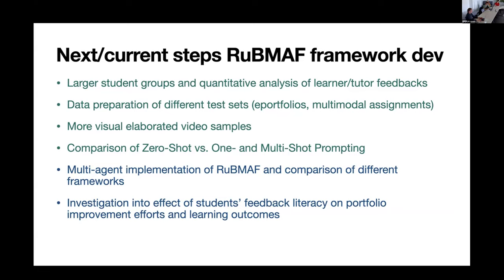We also are now starting to do one- and multi-shot prompting. This means that we give them an example of what could be given as a student answer and how to evaluate this. We didn't do this right now, and we want to see if this can improve the quality. And we are also interested in using a multi-agent implementation of this, because in a way it's already something like this.